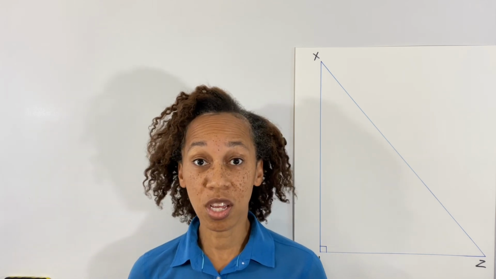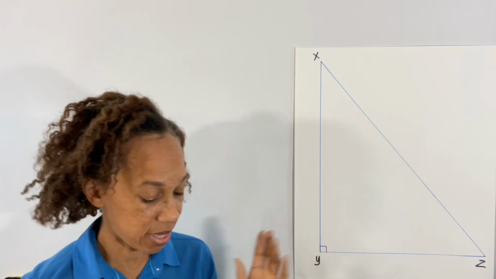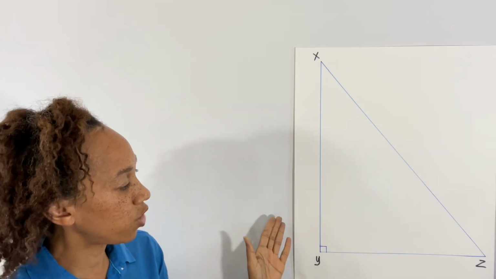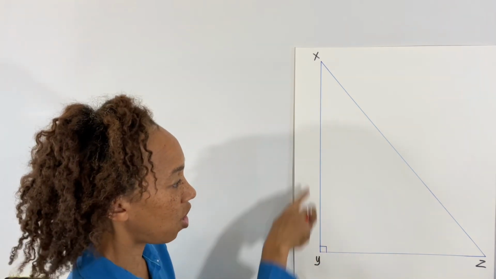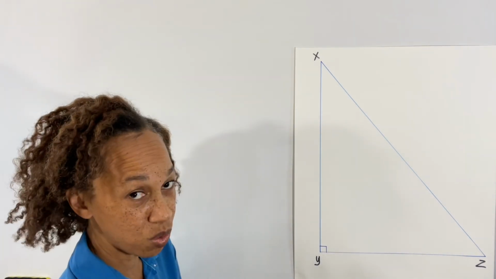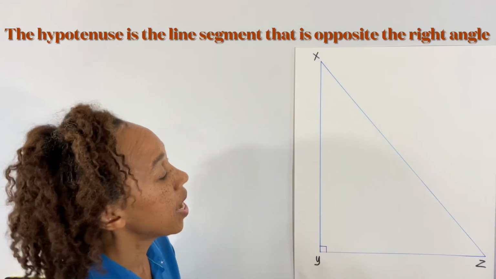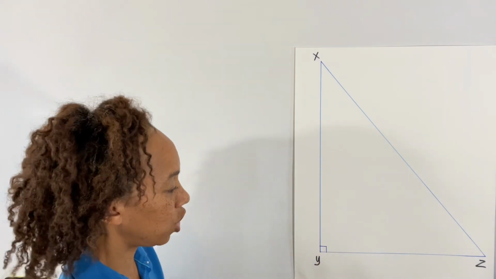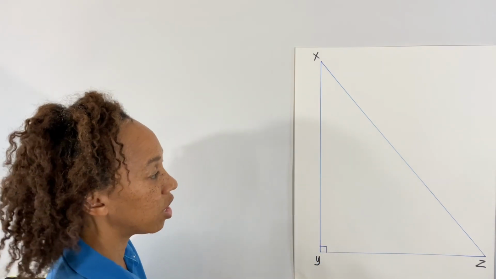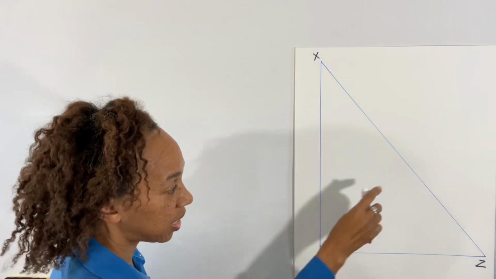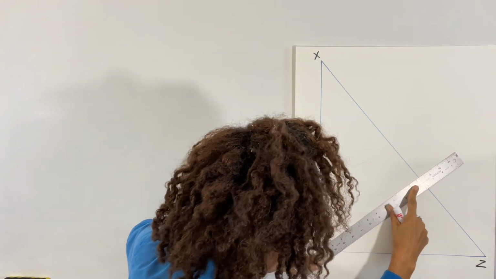So let's first show you what an altitude would look like in a given right triangle. So this is the right triangle that you have, right? We know that this is one of the legs, this is the other leg, and this is the hypotenuse, because the hypotenuse is always opposite the right angle. So if I'm to draw an altitude, I'm going to draw an altitude from the vertex that is going to be perpendicular to the opposite side of that triangle. So let's draw my altitude.